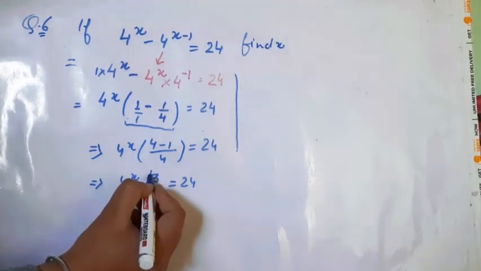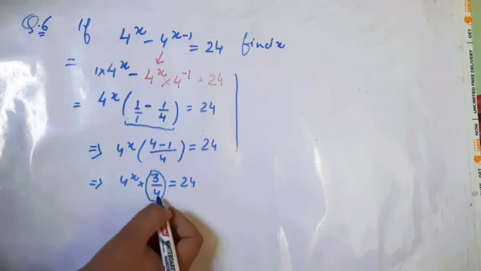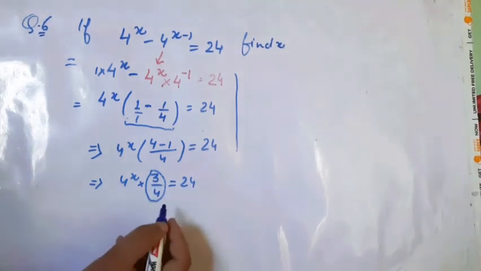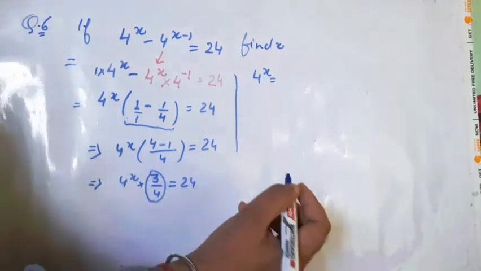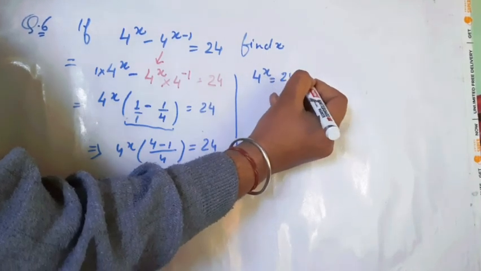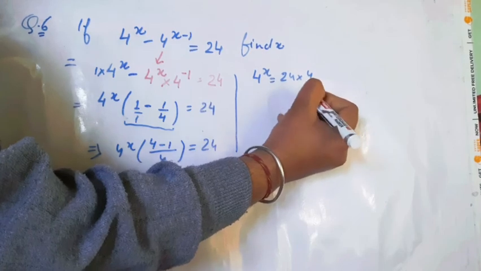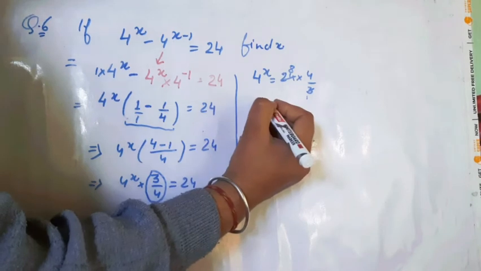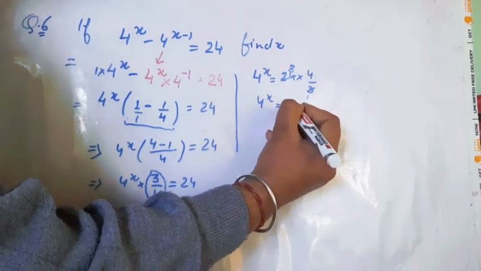Now take this 3 upon 4 to the right side. Its reciprocal will go in multiply, or this 4 will go in multiply and 3 will go in divide. So 4 raised to power x will be equals to 24 multiplied by 4 upon 3. 3 8s are 24 and 8 4s are 32 we have. So 4 raised to power x will be equals to 32.